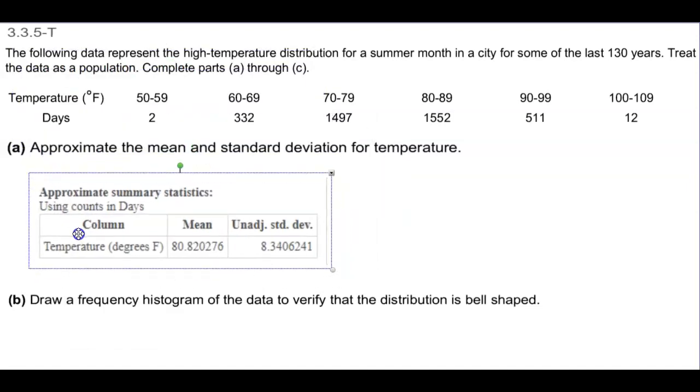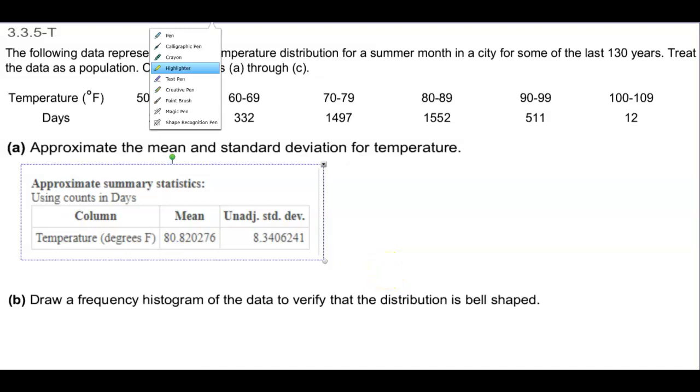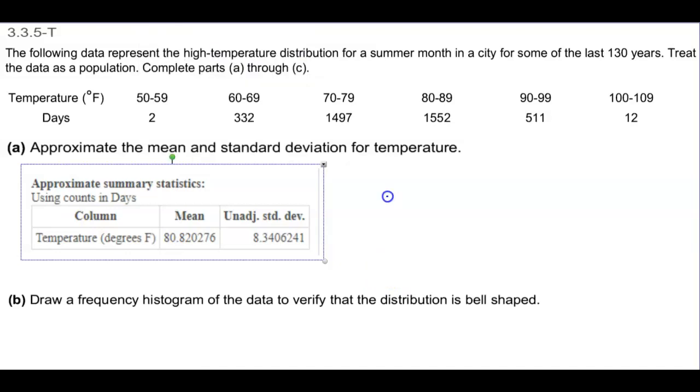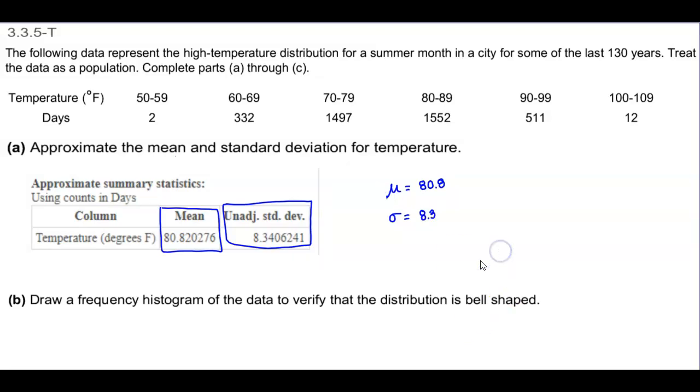Okay, so if you take a look here, for the population mean, rounding it to one decimal place, we get 80.8. So this gives us our population mean. And then our population standard deviation is going to be, again, under the unadjusted standard deviation. So that's going to be 8.3.